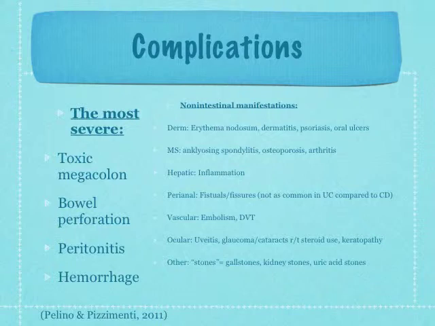Complications of ulcerative colitis. The most severe are the toxic megacolon, bowel perforation, peritonitis, and hemorrhage. The things that you want to look out for would be the non-intestinal manifestations that are listed there. They pretty much hit many of the body systems. And specifically, you need to refer to the specialist if needed, specifically if they have ocular manifestations.